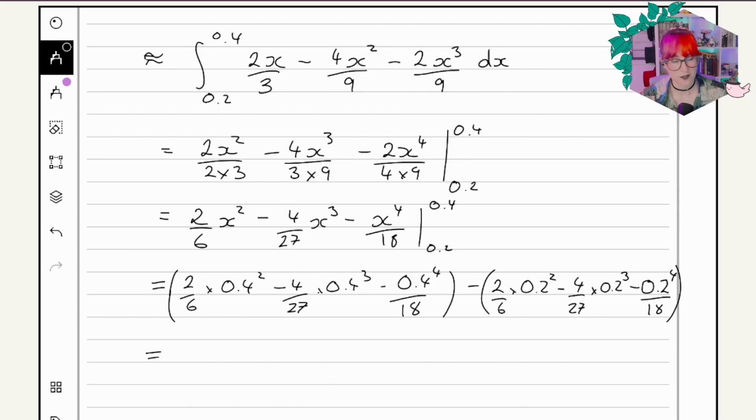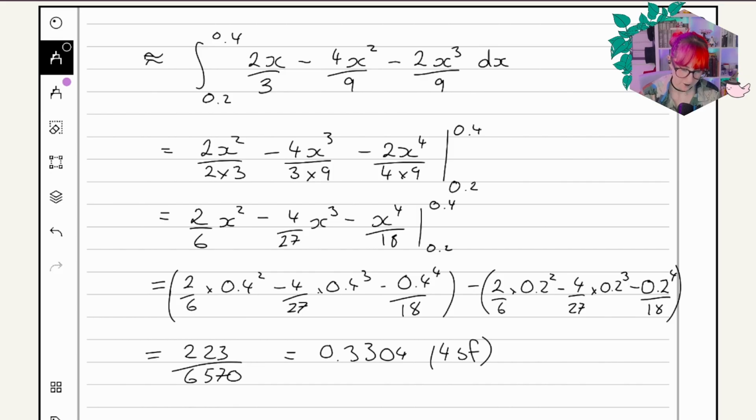2 more questions after this, to be fair. I'm gonna cheat. 223 over 6570, which is 0.3304 to 4 significant figures.